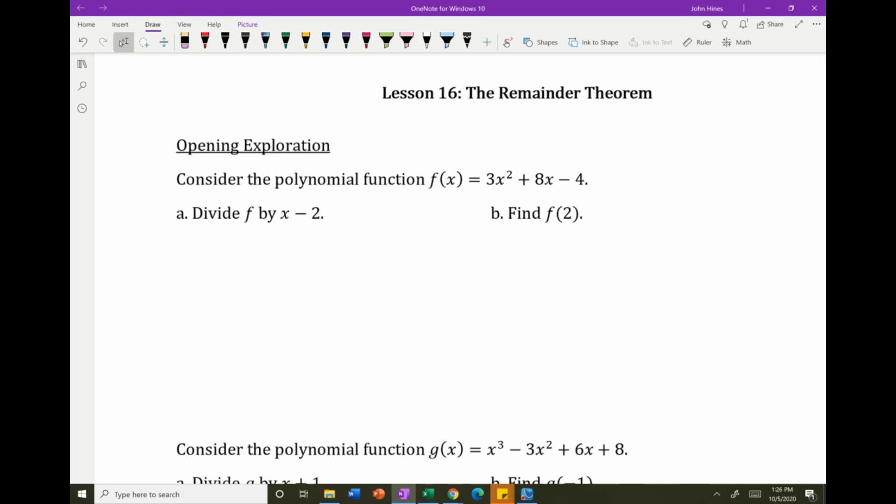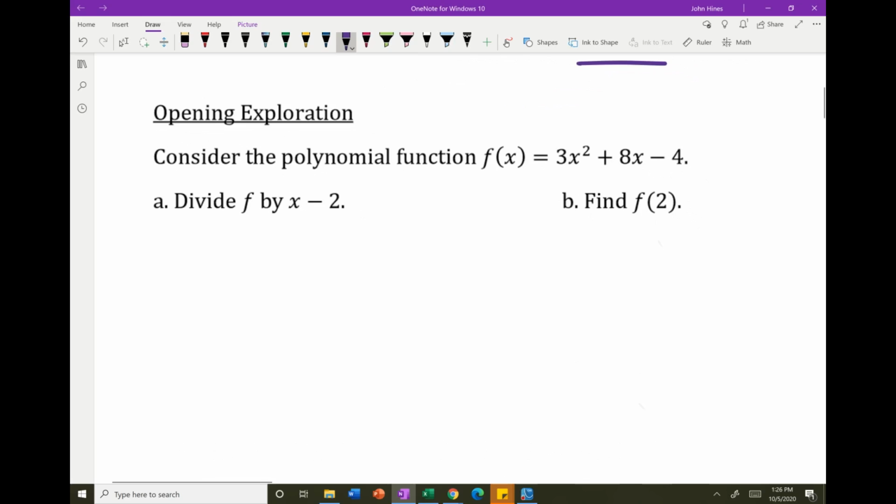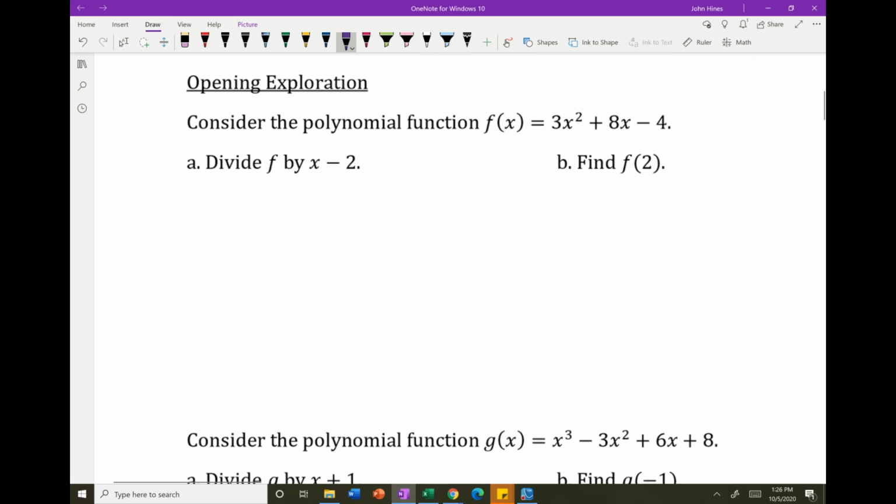Hi everybody, welcome to lesson 16 here, where we're going to talk about the remainder theorem, which yes, has to do with remainders that we learned about in the previous lesson. So consider the polynomial here, divide f of x by x minus 2. So take a minute and divide f of x by x minus 2.